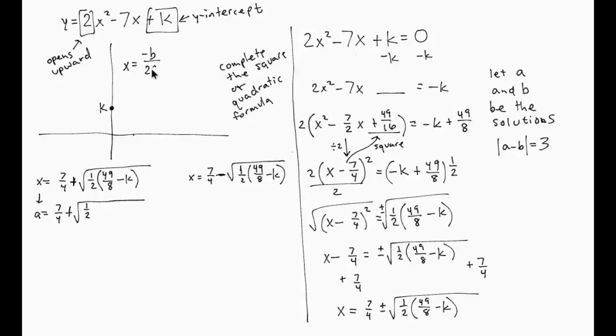Remember that the axis of symmetry for the parabola is represented by x equals negative b over 2a. Each solution, a and b, will be on opposite sides of the axis of symmetry, the same distance away from it in either direction, left and right. Remember that on our graph, a and b will represent x-intercepts, and the distance from a to b is 3, so that means that a and b will each be 1.5 units away from the axis of symmetry in either direction, since 1.5 is half of 3.